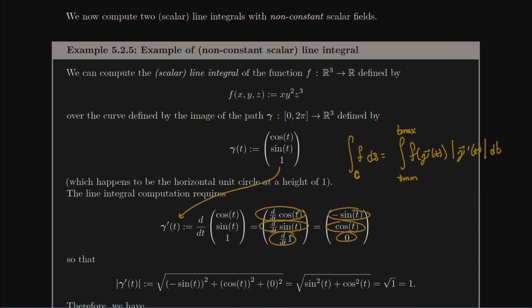And the magnitude gets particularly easy here, right? Because if I take negative sine, square it, I get sine squared. If I take cosine, square it, I get cosine squared. If I take 0 and square it, I don't get anything. So my Pythagorean identity just gives me the square root of 1, which is 1. So this term happens to just be 1, and life gets very easy.